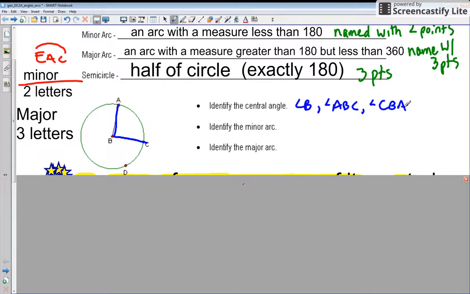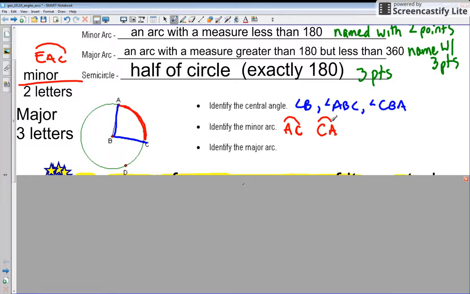That angle creates a minor arc. If we go from point, let's go red, we go from point A to point C. That's going to be a minor arc. So we would call that minor arc AC. We put a little arc symbol over top of it to signify that it is in fact an arc. We could also reverse that and call it minor arc CA.